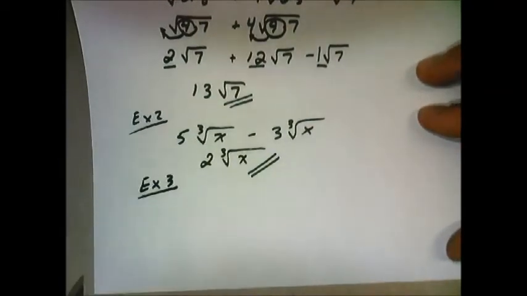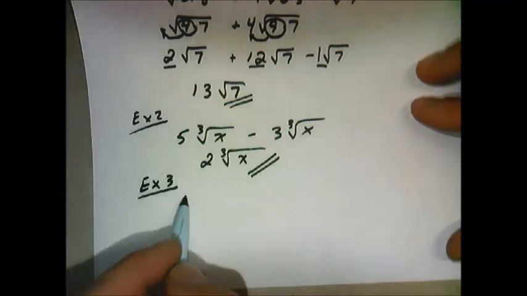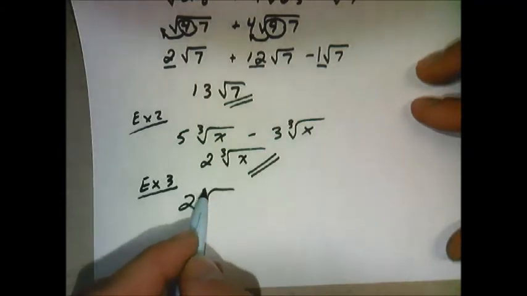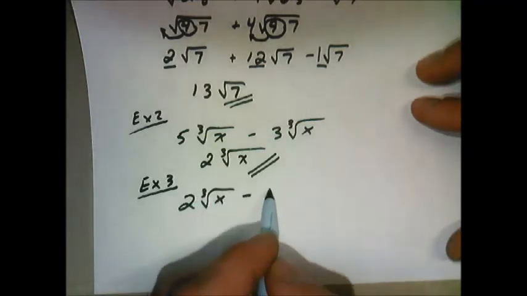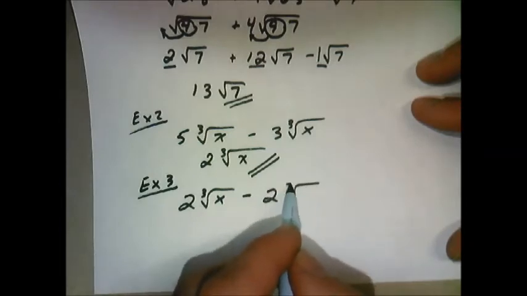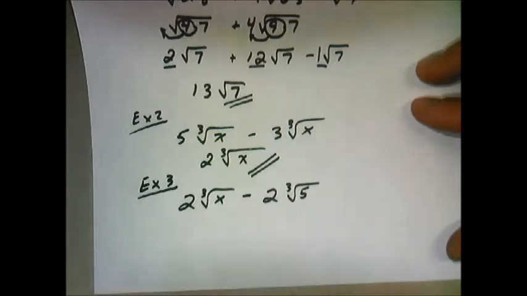In example 3, let's look at 2 third roots of x minus 2 third roots of 5. In this case, we have the same index, 3, but the radicand in this case is not the same. We have an x and we have a 5. We cannot simplify the third root of x, nor can we simplify the third root of 5. So this is our answer. We cannot simplify it any further.